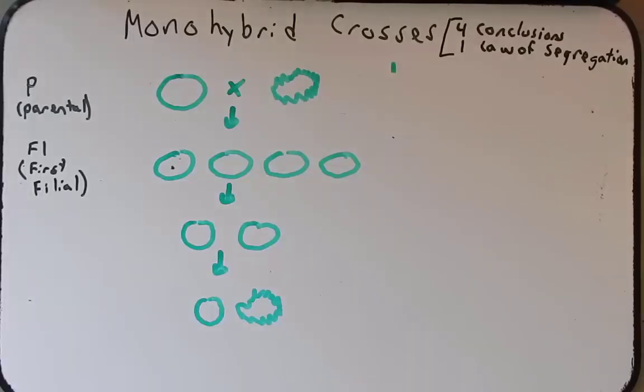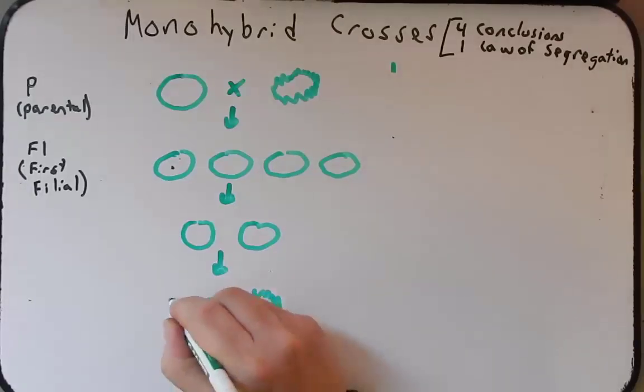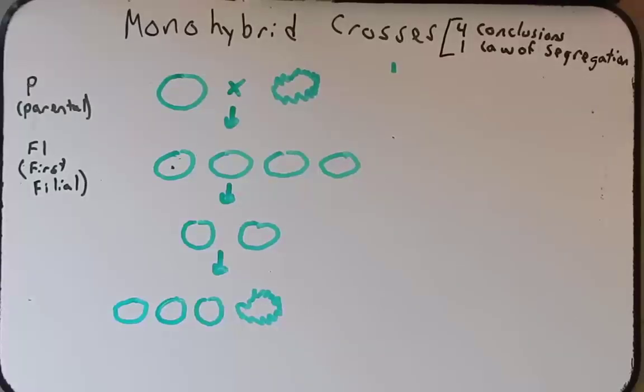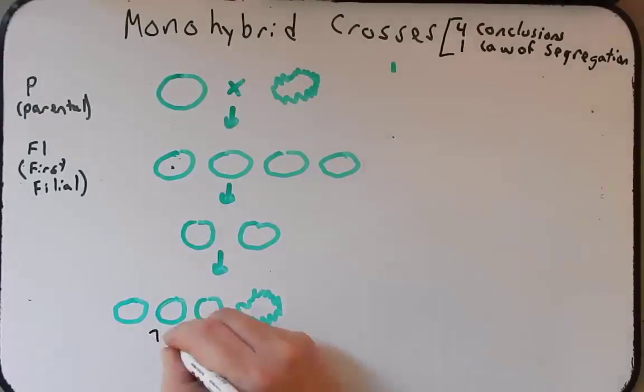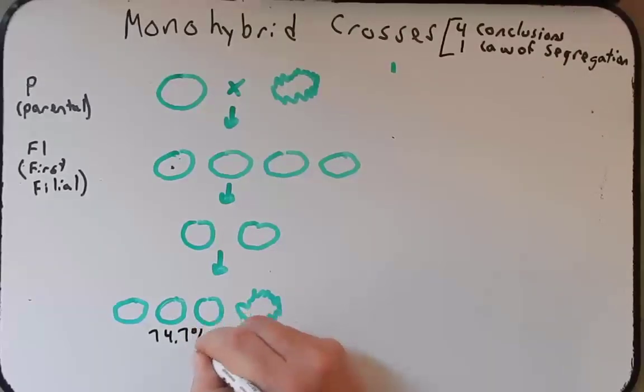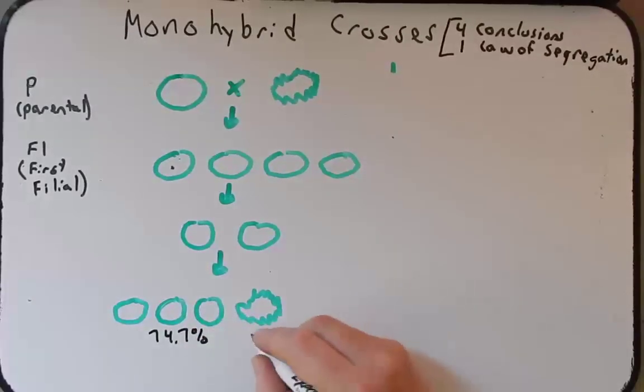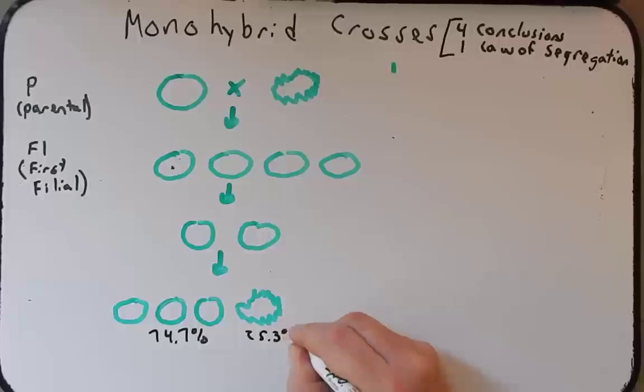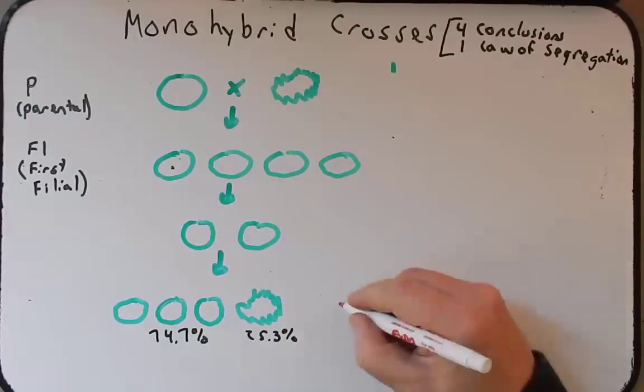And what he discovered was not that there was more of them that were round, but approximately 3/4 of them were round. In fact, in his first experiment, what he discovered was that 74.7% were round and 25.3% were wrinkled. Now later on, what we're going to do is something called a chi-square.